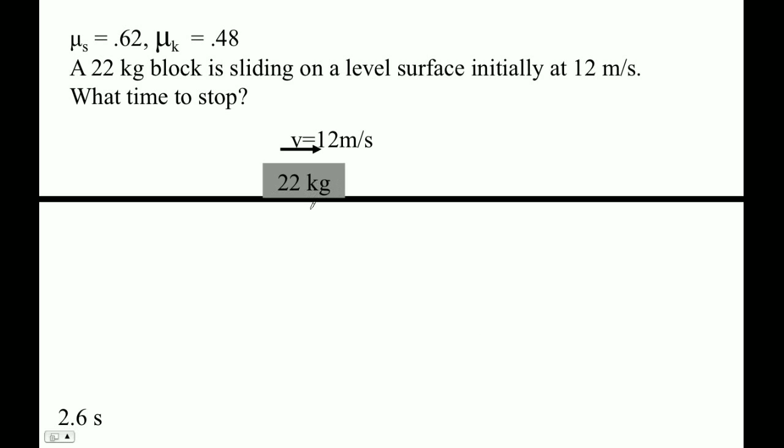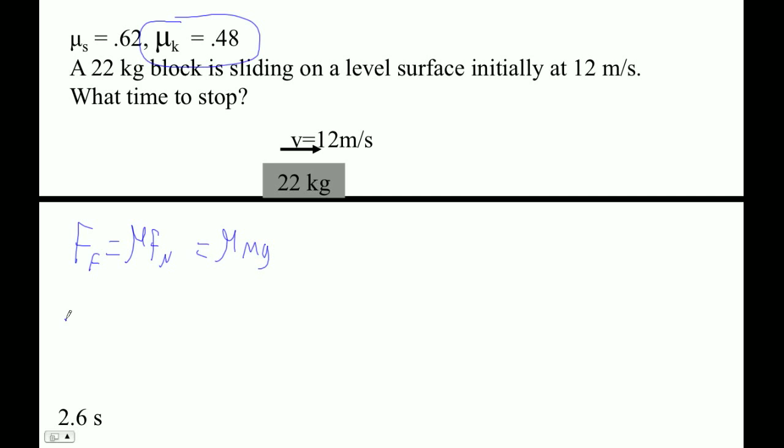Okay, so here's this thing sliding along, and we want to figure out the time it takes for this guy to stop. I think it's sliding, so we're going to use this coefficient here. Step one is I'm going to find the force of friction. The force of friction is mu times the normal force, which is mu times m times g.